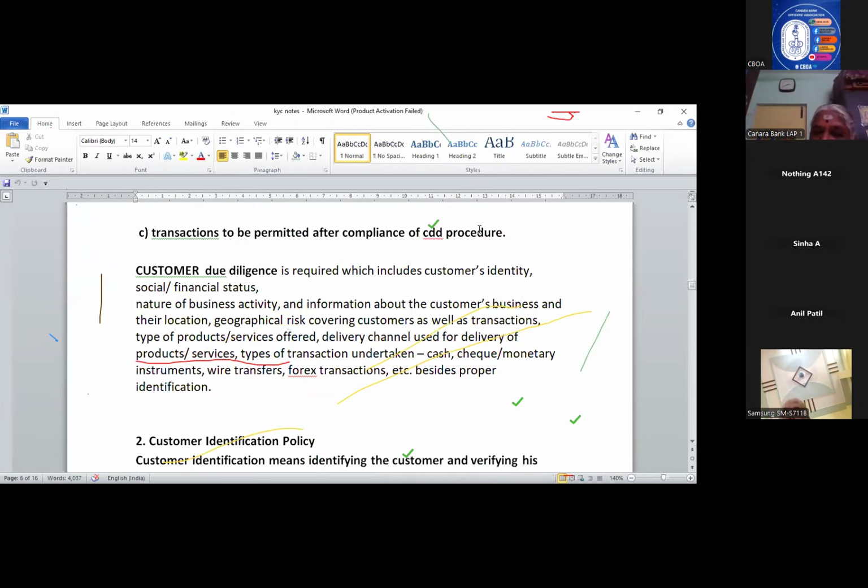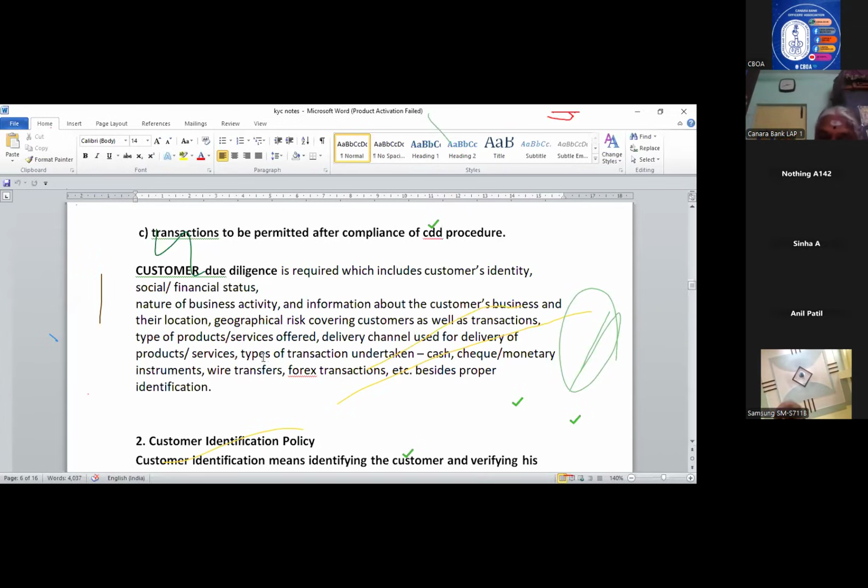Then transactions to be permitted only after compliance with the CDD procedure. That means once the account is completely open and everything has been completed, then only they can be allowed to operate transactions. I told you what customer due diligence is. We talk of customer due diligence without knowing what it is. So customer due diligence means these are the aspects which we have to see: the customer's identity, social and financial status, nature of the business activity, information about the customer's business, their location, geographical risk covering the customers, as well as this is about the customer profile.